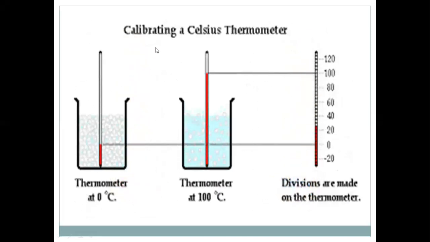So again, the calibration of a Celsius thermometer, as we said: we place the thermometer inside pure ice, then in pure boiling water, then divide the distance between 0 and 100 equally. And we can extend this idea to have 120 as well and negative 20.